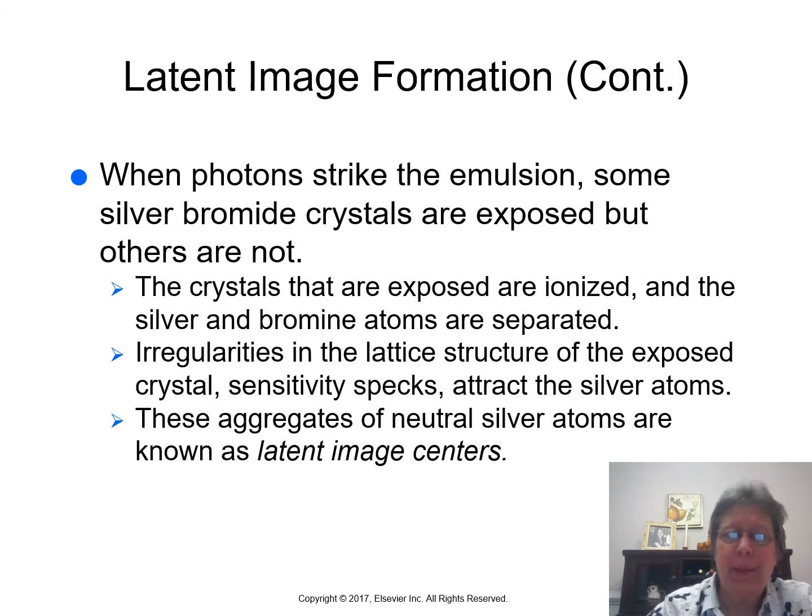Let's continue talking about the latent image formation. When the X-ray photons strike the emulsion of the film, remember we said the emulsion of the film is what contains the silver and bromide crystals. So those are exposed to the X-ray photons. What happens is some of those are energized and some are not. It depends on the density of the object that the radiation is hitting.